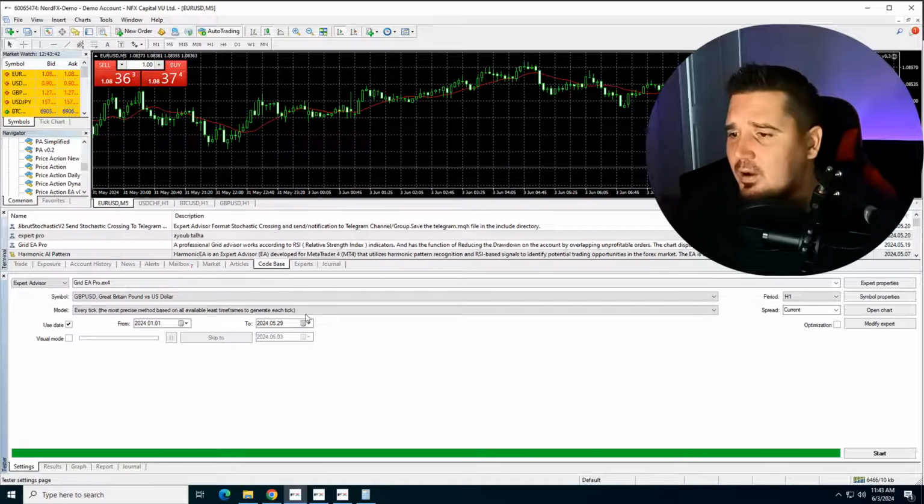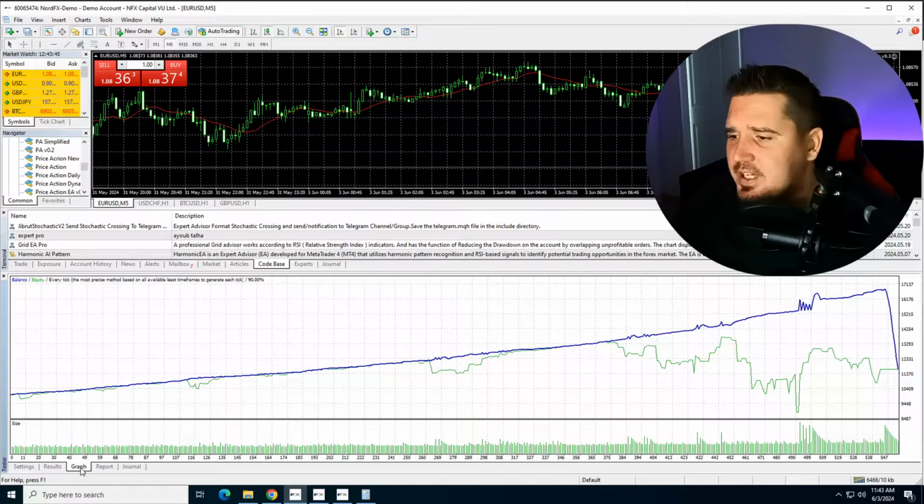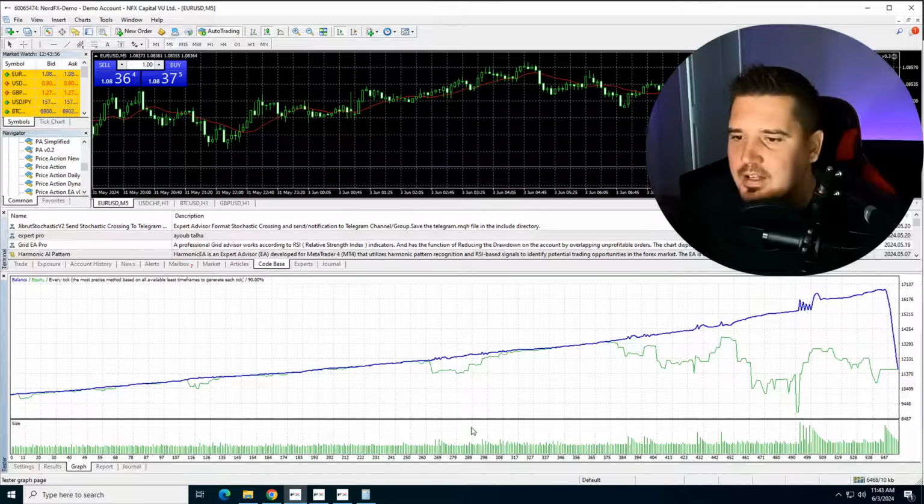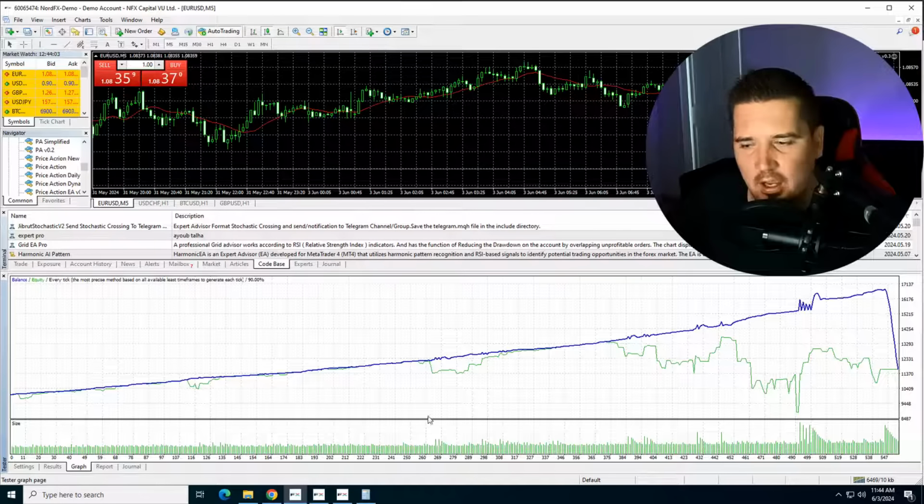I have tested on, I think, GBP USD. It seems to work with most currency pairs. However, it does do this quite often. It does run out of money at some point. So you'll have a bit of growth, but eventually this happens, unfortunately.